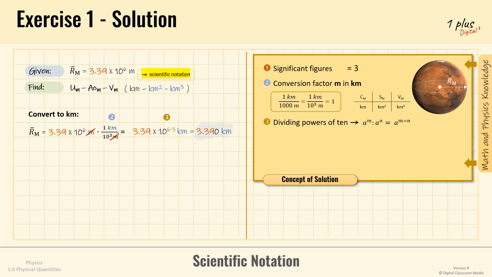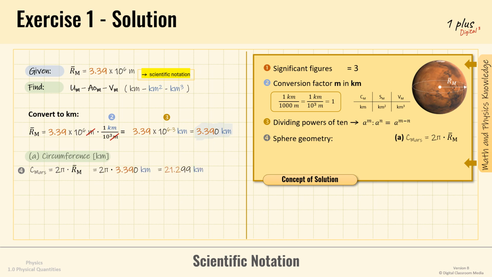Part A, the circumference. Let us briefly note what this means. We are calculating the circumference of a great circle on the surface of Mars. For this, we use a well-known formula. The circumference is 2 times pi times r. We now substitute the radius of Mars. 2 times pi times 3,390. We calculate carefully and obtain 21,299. Since we are working with three significant figures, we deliberately round to the nearest hundred. In scientific notation, the result is 2.13 times 10 to the power of 4 kilometers.